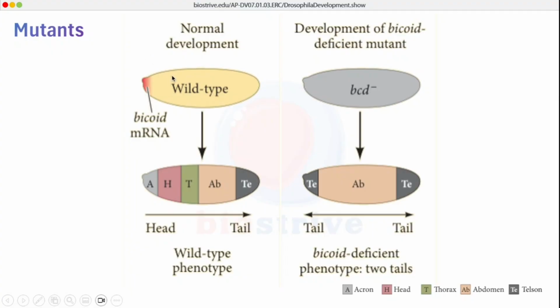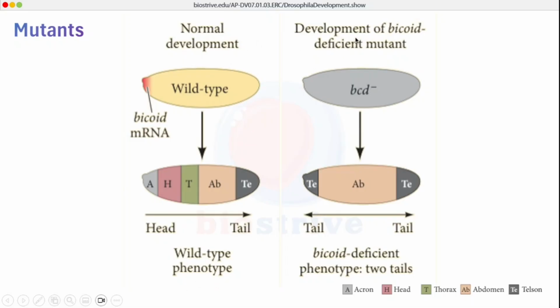On the anterior side, we have Bicoid mRNA, which is promoting Akron, and Akron is giving the head region, and Bicoid is promoting the anterior structures, which are head and thorax. And in the case of the posterior, we have nanos and caudal, which are giving rise to the abdomen, and Telson is controlling the abdominal segments and giving rise to posterior structures. This is the normal development and wild type phenotype.